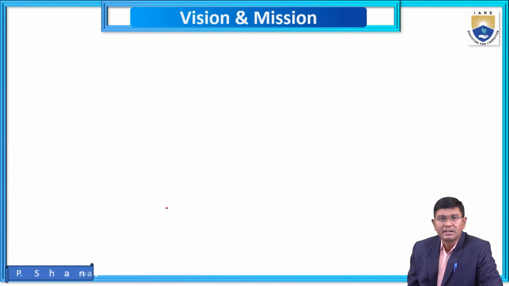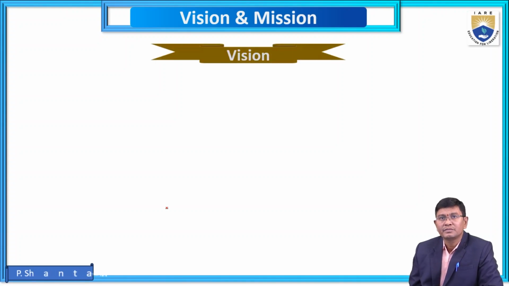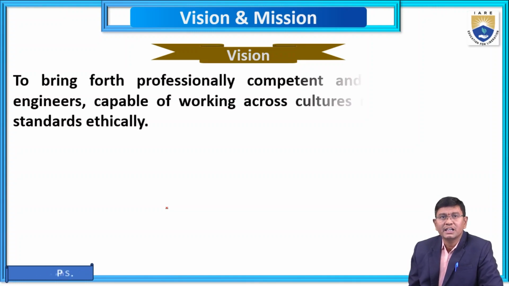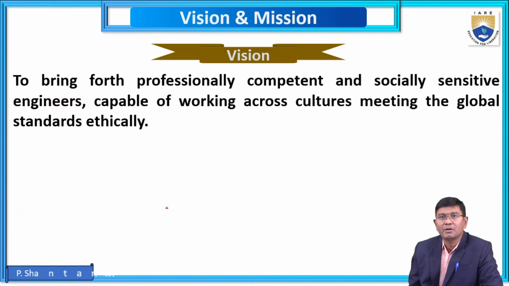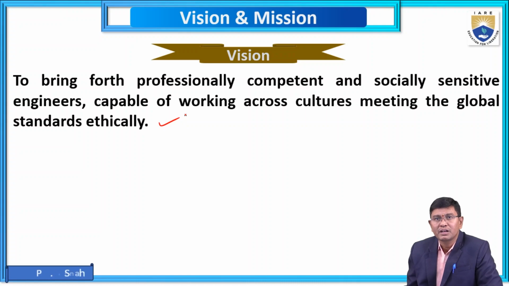And vision and mission. The vision and mission are based upon the institutional level. Each institution can frame its own vision and mission. Here, in our college, at institution level, the vision is to bring forth professionally competent and socially sensitive engineers capable of working across cultures, meeting the global standards ethically. This is the vision of our institution.